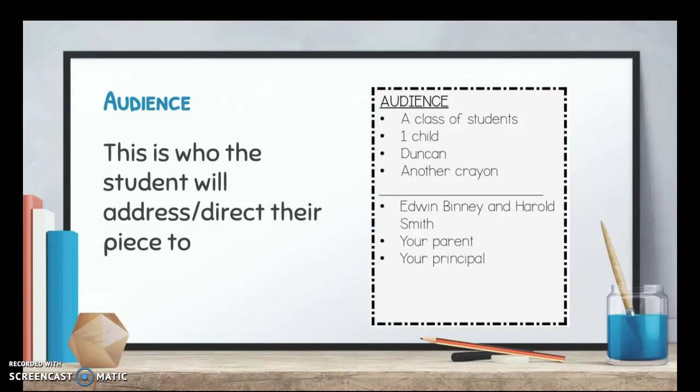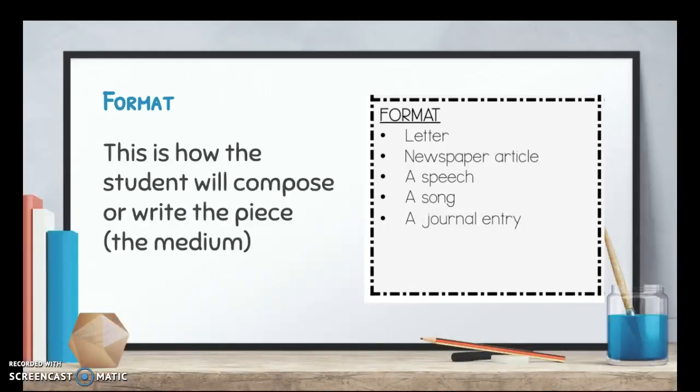And then who are they writing to? Are they writing to a class of students? Are they telling Duncan something else? Who might be doing it? Maybe it's the creators of the crayon writing to Duncan because they're so disappointed in how his crayons are feeling.